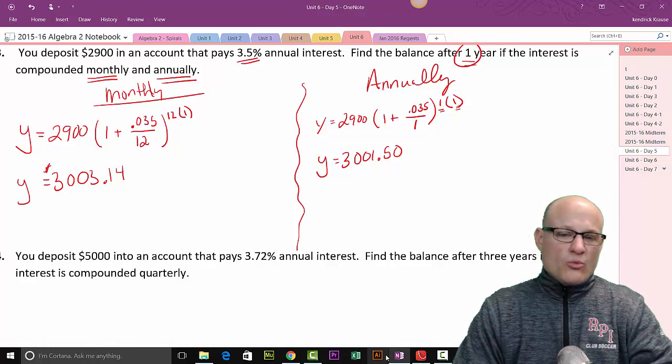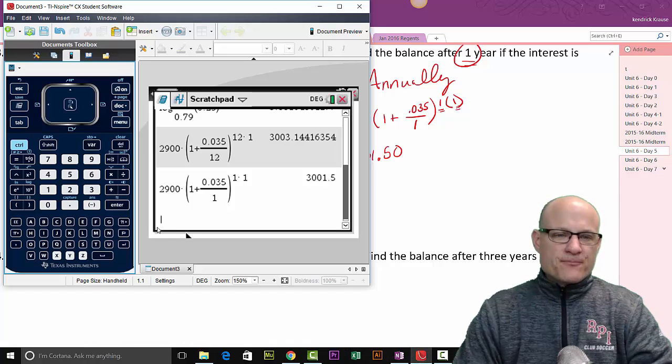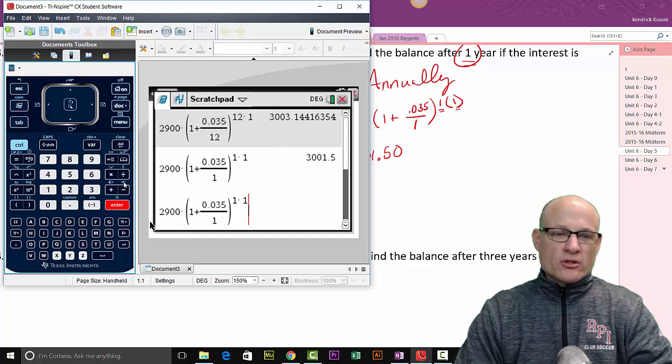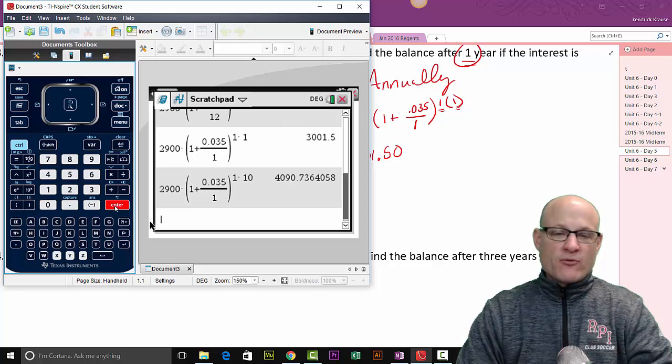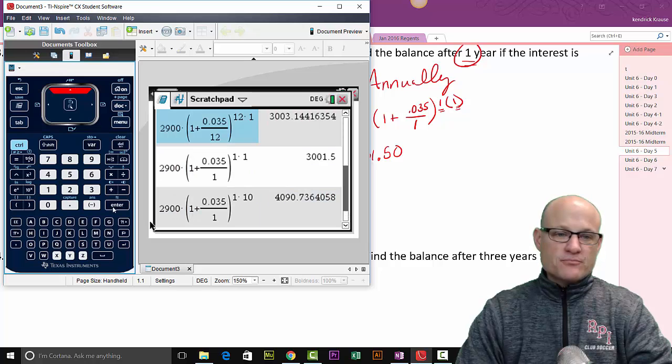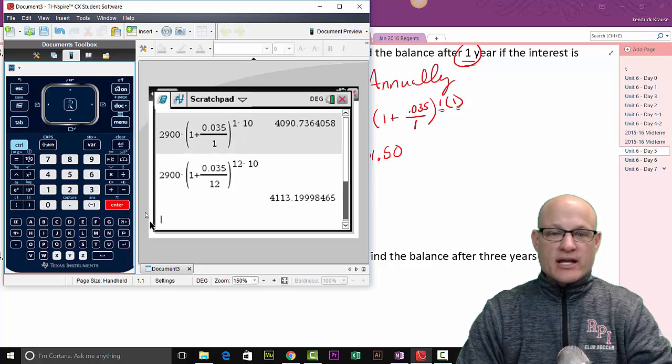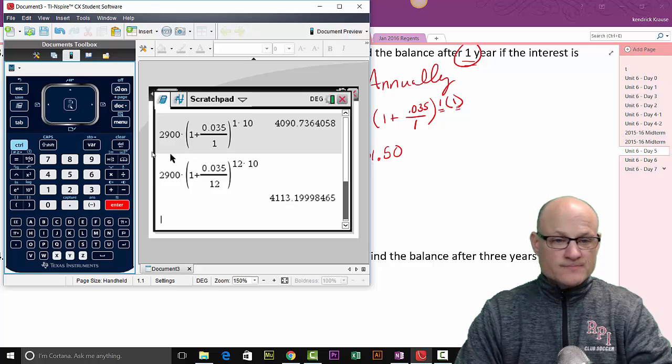So why bother? Well, let's see. Remember, it's over time. So let's say this was over not 1 year, but 10 years. This one would have $4,090, and we'll go up to this one up here. And instead of 1 year, we do 10 years. So 4,090 versus $4,113.20 basically. So the difference here now would be $23.